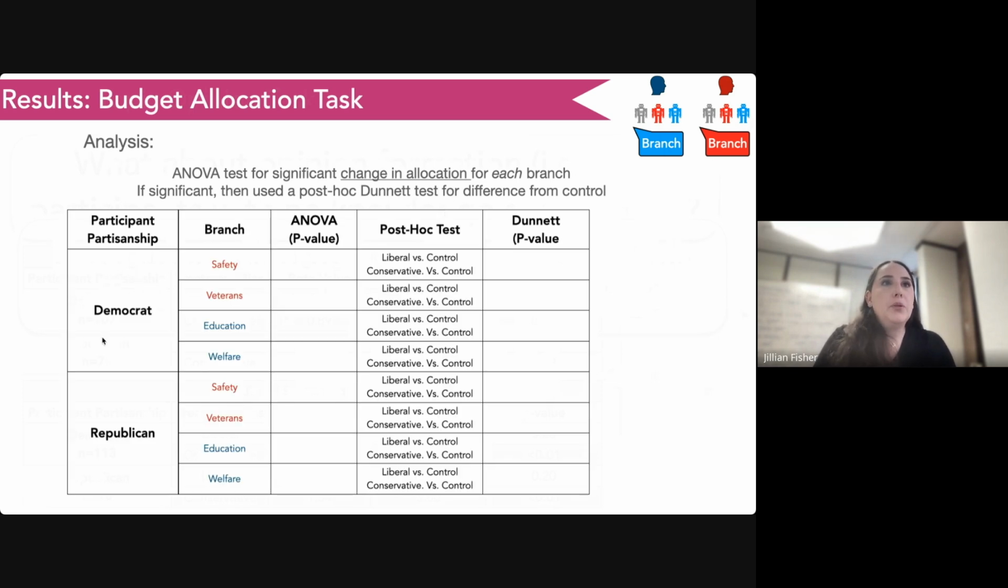So again, we split it up between Democrats and Republicans. They had the branches, the first two, safety and veterans, being more conservatively supported and education and welfare being more liberally supported.